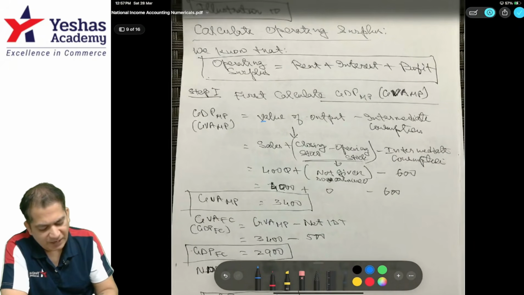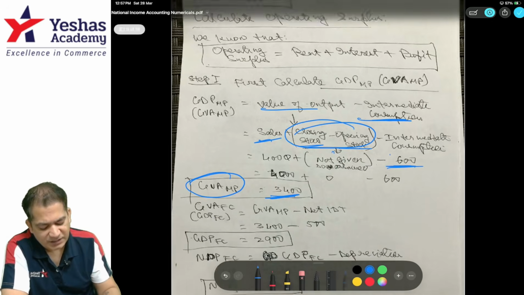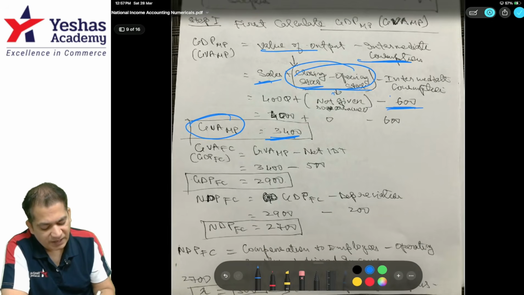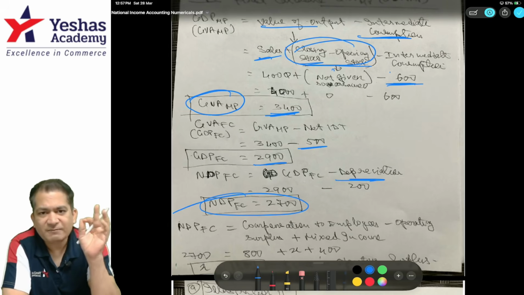So you see, value of output minus intermediate consumption, where value of output is sales plus closing stock minus opening stock. So it is not given. So we'll only deduct intermediate consumption. What you get is GVA at market price. That is nothing but GDP at market price. Now from that we get GDP at factor cost. That is, we deduct net indirect taxes, and then we deduct depreciation. What we get is NDP at factor cost.